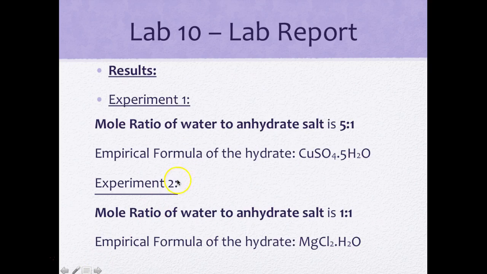So the result was that the mole ratio of water to the anhydrate is 5:1, and therefore the empirical formula of the hydrate of copper 2 sulfate is CuSO4·5H2O. In experiment 2, the mole ratio of water to the anhydrate salt is 1:1, and therefore the empirical formula of the hydrate is MgCl2·H2O.